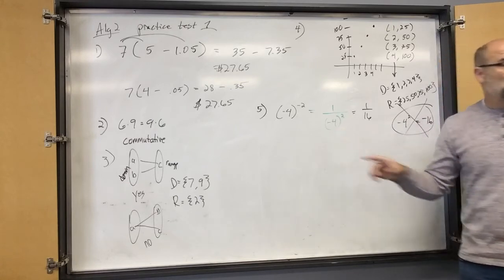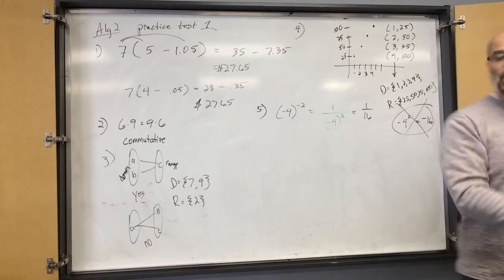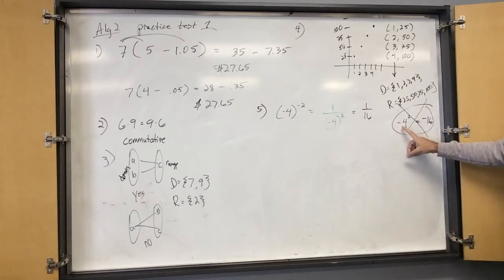You're multiplying, so it's -4 really times another -4. But if there's no parentheses, it's -4 times 4. So this is -4 times 4. So that 2 only applies to the 4. It doesn't apply to the negative.